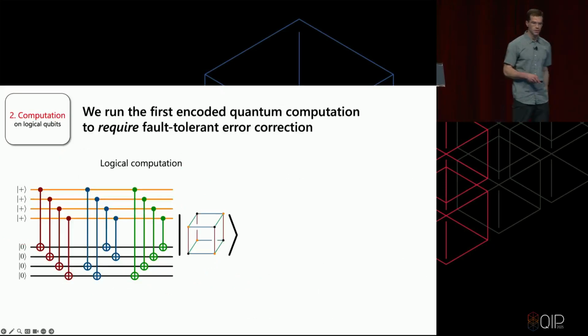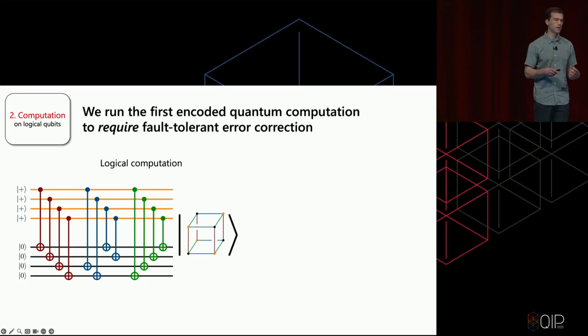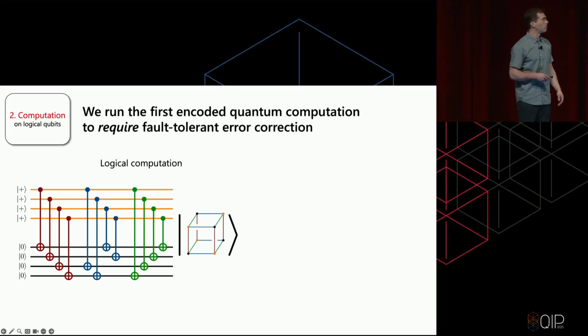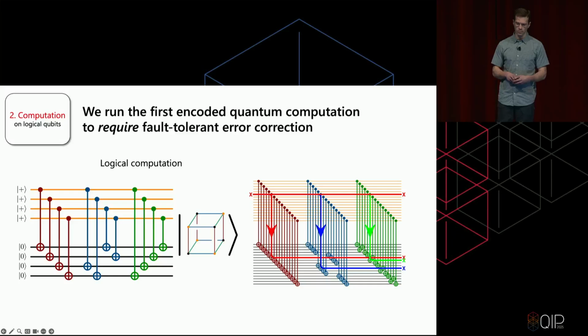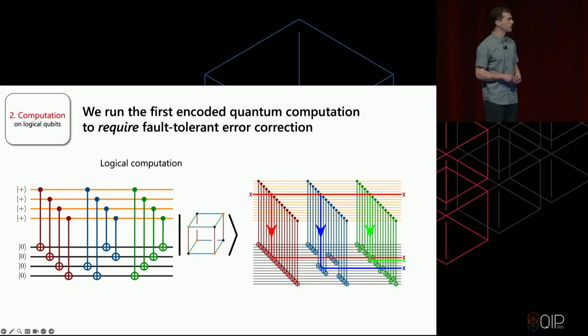All right, so we've now run the first encoded quantum computation that requires fault-tolerant error correction and that benefits from fault-tolerant error correction. Here's the logical circuit at the left. It uses 8 logical qubits with 3 rounds of transversal control NOT gates. And what it generates is the graph state corresponding to the cube. This is the physical circuit. You can see that the 3 rounds of logical transversal CNOT gates are implemented by 3 rounds of physical transversal CNOT gates.